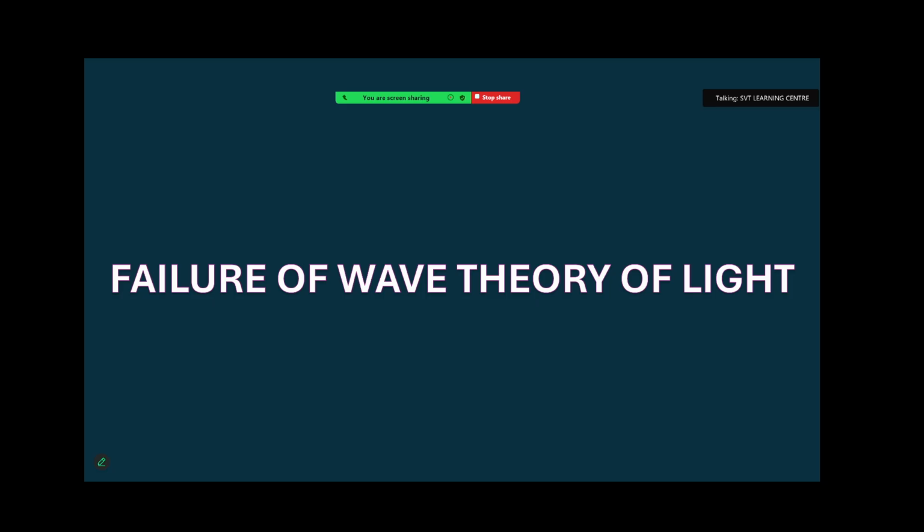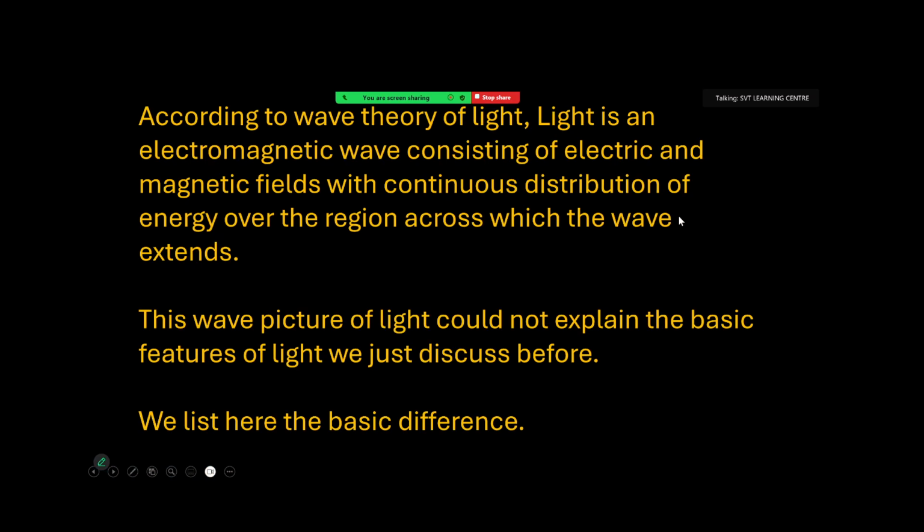Now this completely contradicts the wave theory of light, which we have learnt before we did this photoelectric effect. With wave theory of light, we could nicely explain interference of light, diffraction of light, polarization of light. Now we'll see what is the possible contradiction between wave theory of light and photoelectric effect.